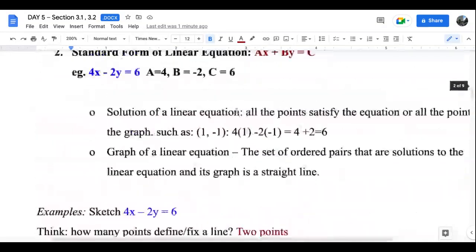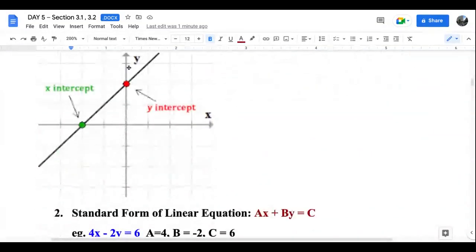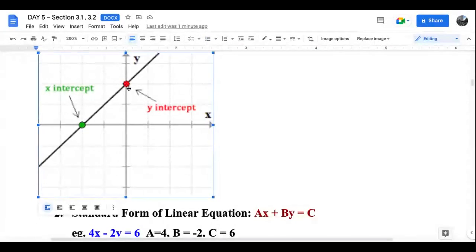Right? Let's go back to this. So make sure we know this. You see all the points, you see this y-intercept, right? Because on y-axis, what's the x value? 0. X-intercept, on x-axis, what is the y value? 0.